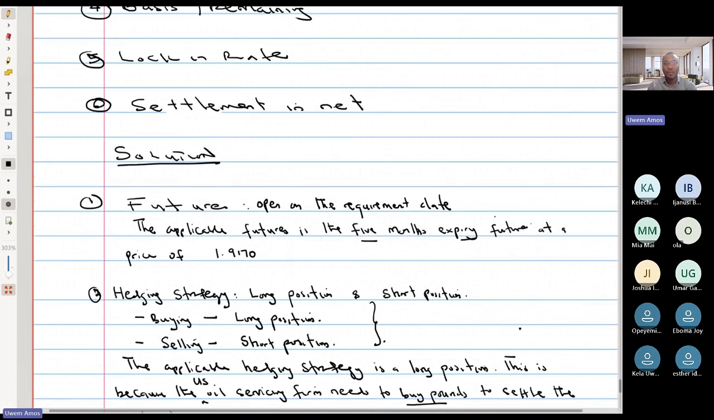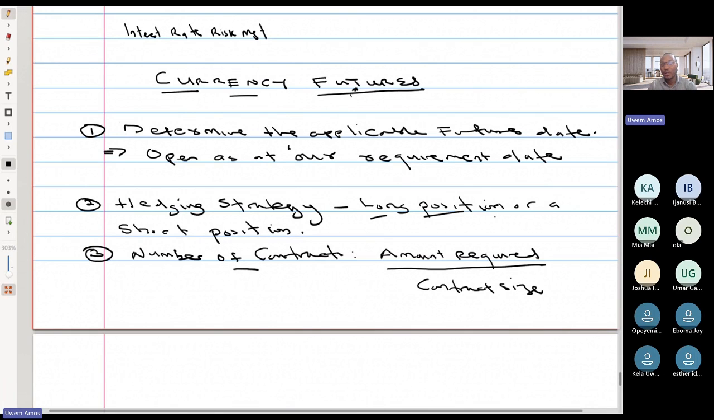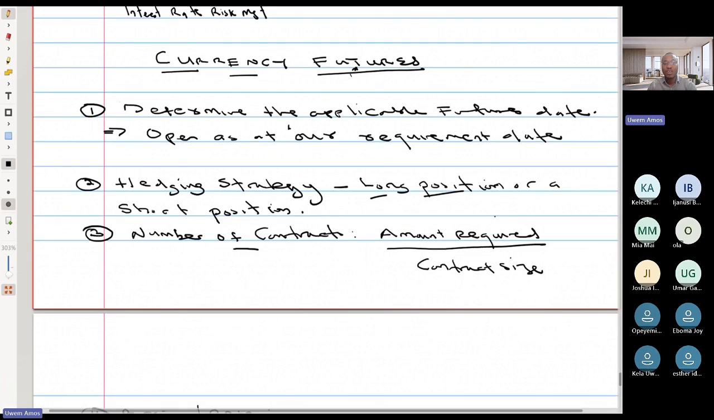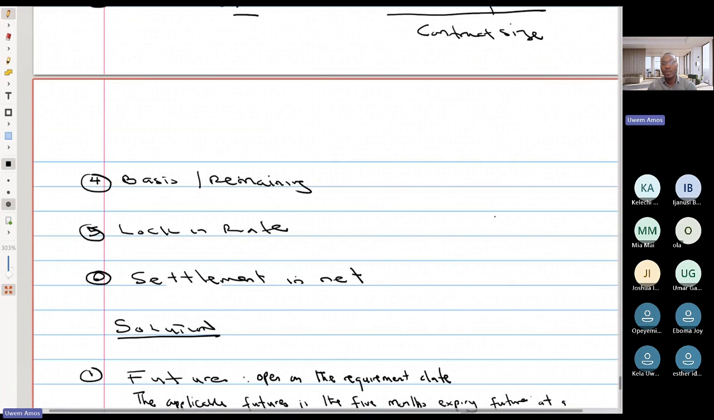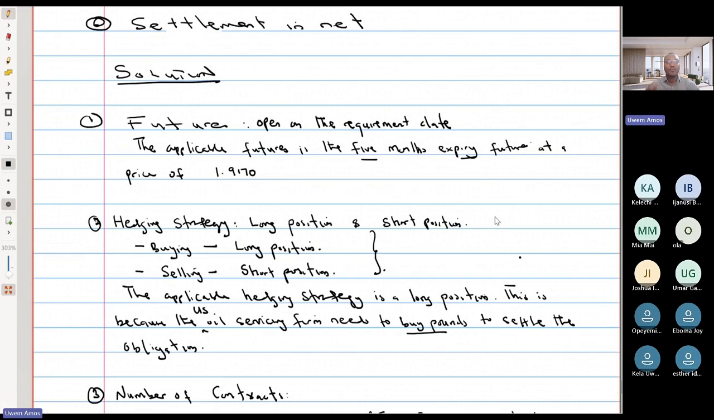Now, guys, take a look at the steps. Any question on any of the steps? We said the first step is to determine the applicable futures date. The second step is the hedging strategy. The third step is the number of contracts. The fourth step is the basis or remaining basis. The fifth step is the locking rate. The sixth step is to determine the value and settlement in net if it is required. If you have a concern with any of these steps, guys, please let's talk. Maya, your hand is up. Please go ahead.